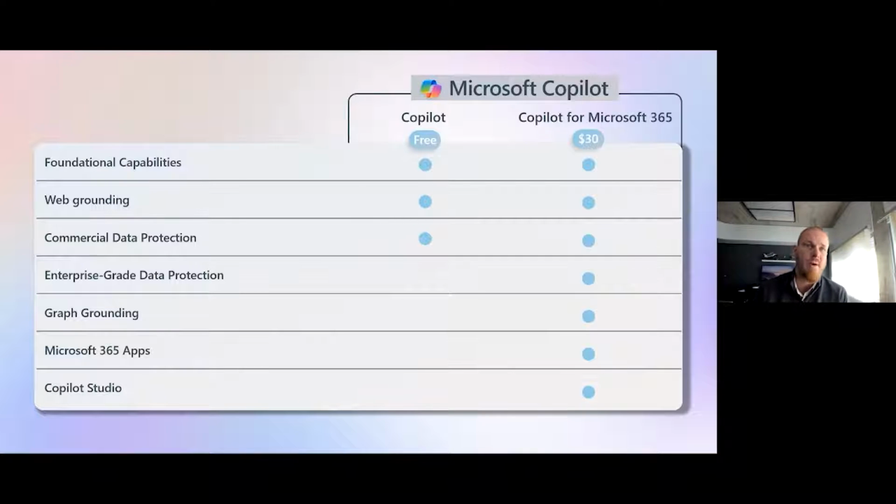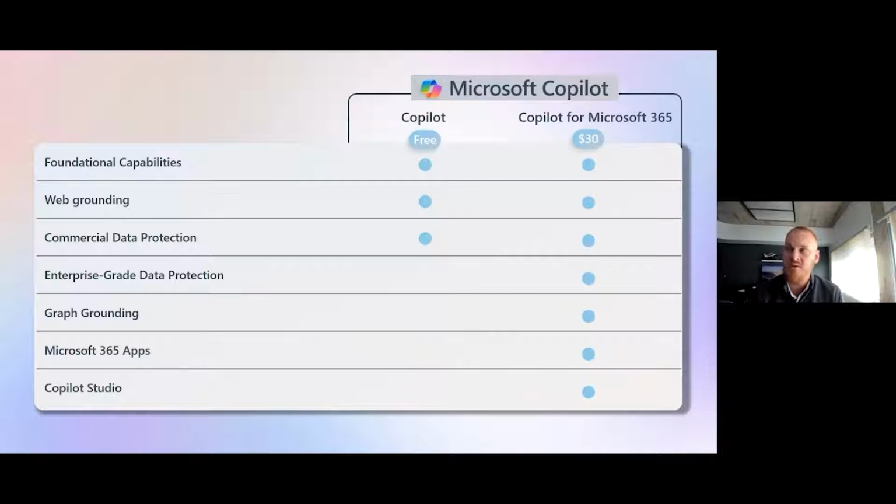So there's a Copilot Pro, which is a consumer product. So we're not talking about that today. We're talking about corporate business Copilot. So there's Microsoft Copilot, which is free. It's available to anybody with a Microsoft or an Office 365 license. It's basically a corporate commercial data protected ChatGPT instance.